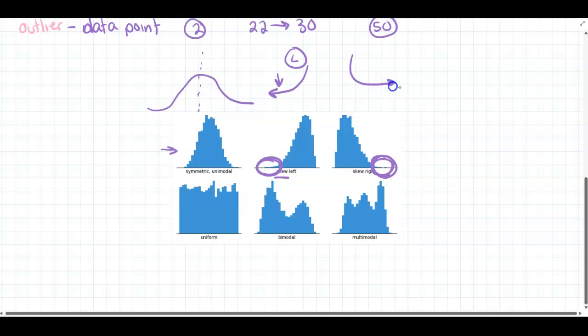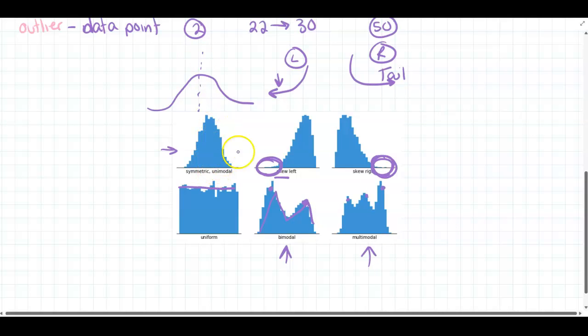This one, it's not going to have an arrow on it, but I like to show that that's the way it's going and that's where the tail is. That's skewed right. This one is mostly uniform. It's mostly the same. Uniform means the same. This one, bimodal, means it has two peaks, like a camel. Multimodal, as you've probably guessed, has more than two peaks.